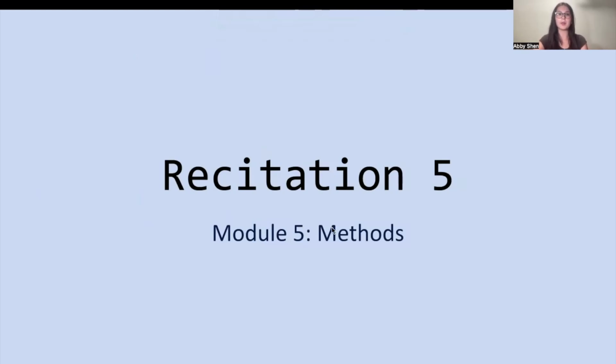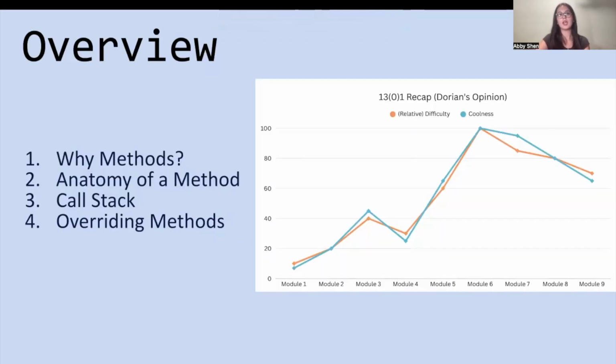So today we'll be recapping what was discussed in lecture about methods. And so this will include why we would want to use methods in our code, what makes up a method, so like the anatomy of a method, the call stack, which determines what order different pieces of your code are executed in, and how different pieces of code work together with methods. And then lastly, overriding methods, which we'll get more into later.